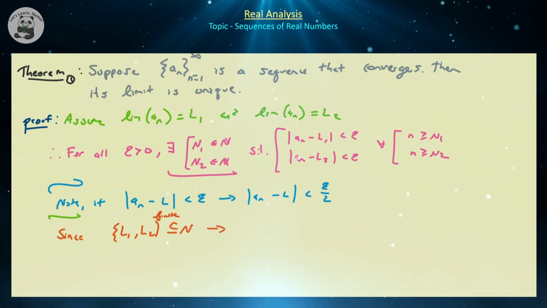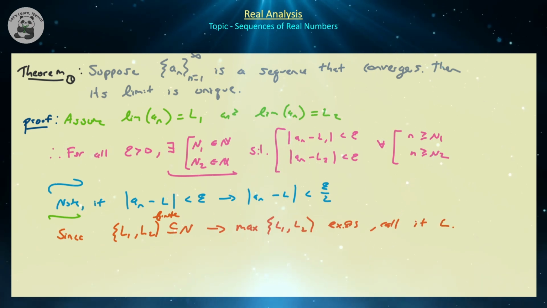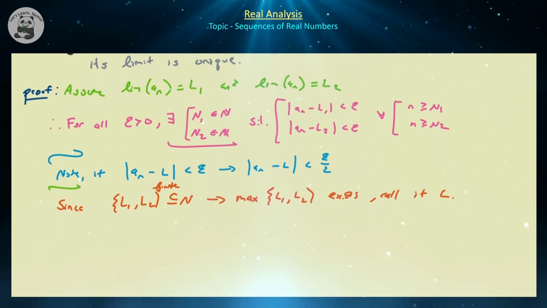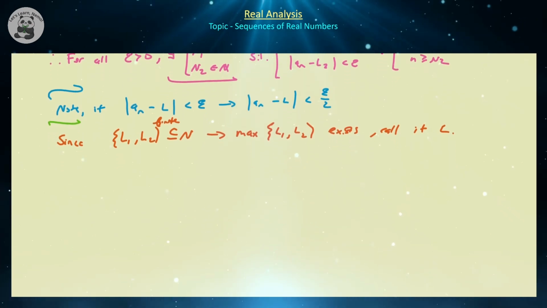So let's actually say that because that's important. It's a finite subset of the set of natural numbers. That means a maximum of this set, L1, L2, exists. Let's call it a number L. So this finite subset of the set of natural numbers has a maximal element. That's pretty easy to see using the theorems that we've already proven.